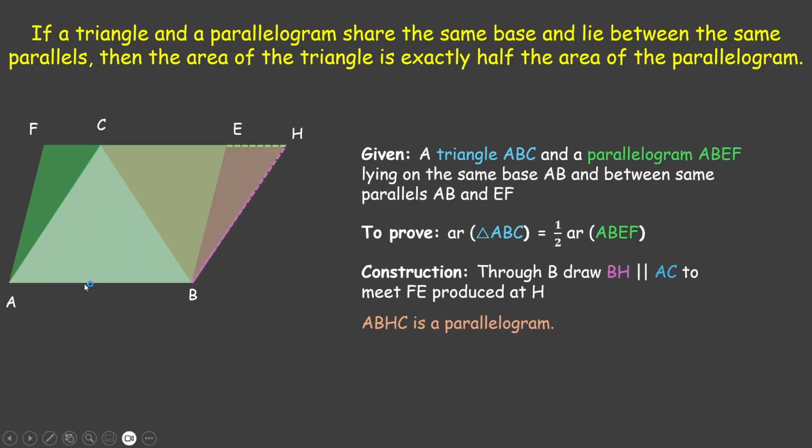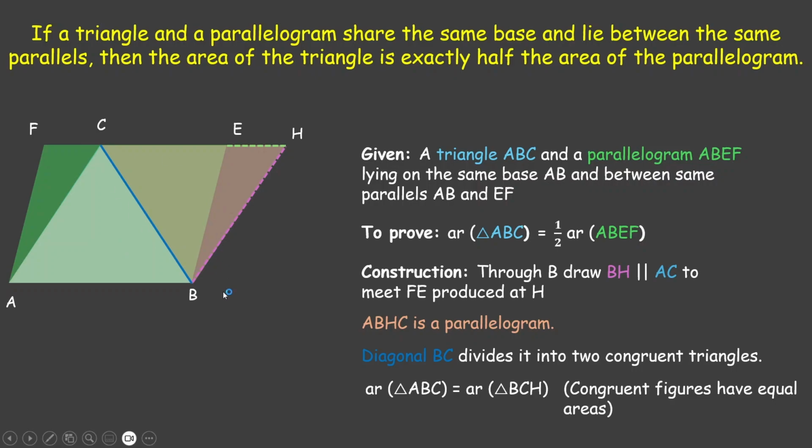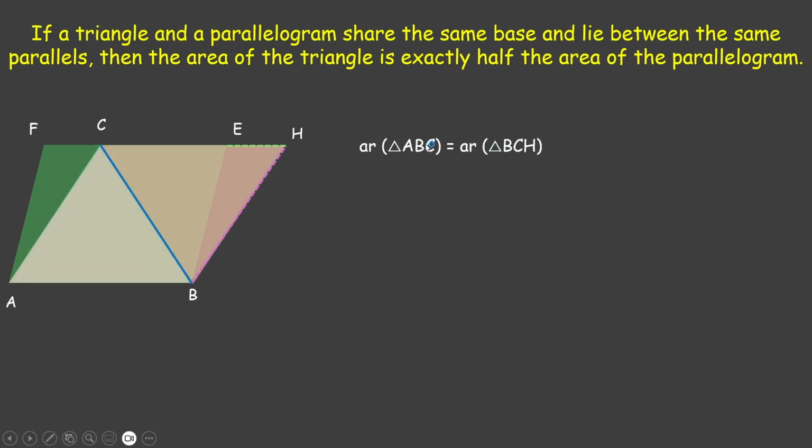Let's make it a little bit transparent. So this is a parallelogram, and over here, this BC is its diagonal. If we recall, diagonal of a parallelogram divides it into two congruent triangles. So BC here divides it into two congruent triangles. And if the triangles are congruent, that means their areas are equal. So area of triangle ABC is equal to area of triangle BCH. Congruent figures have equal areas. Let's write it down over here.